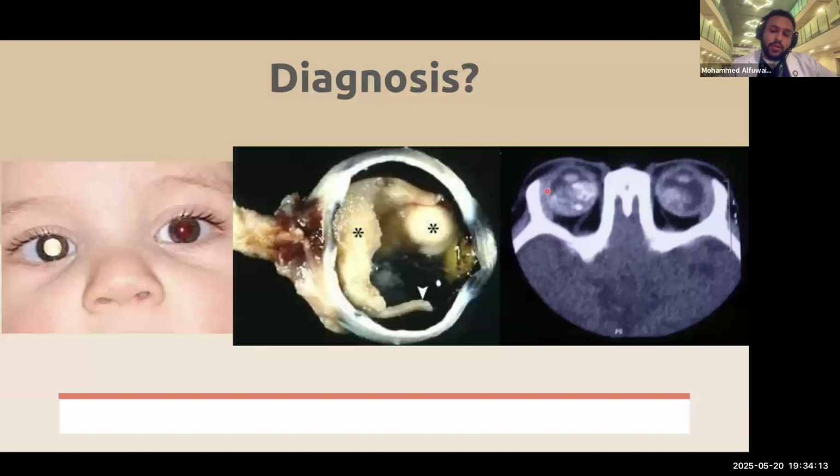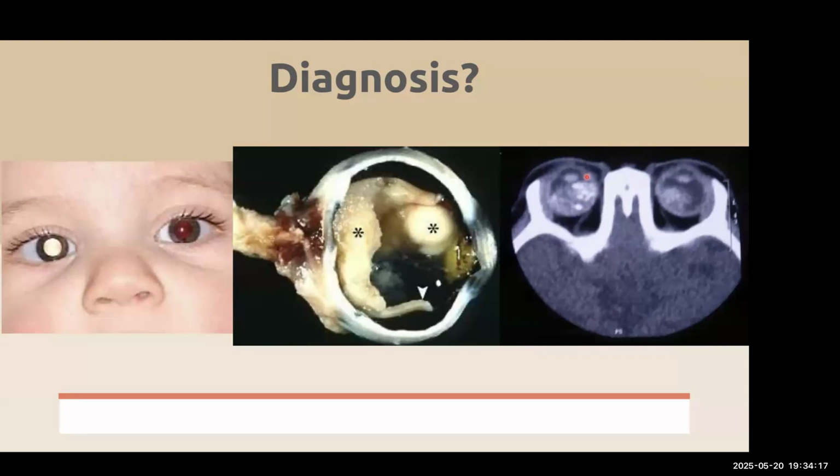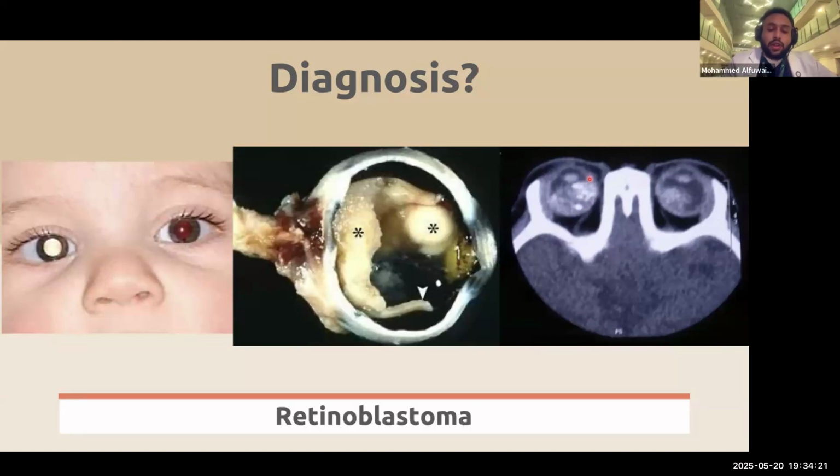Retinoblastoma. What do you see on the CT? Calcifications. Good. This is retinoblastoma. It's most likely going to be a genetic inherited tumor, from the retinoblastoma gene.